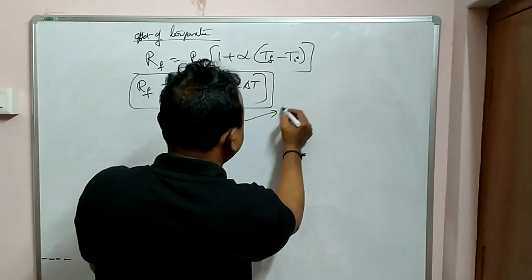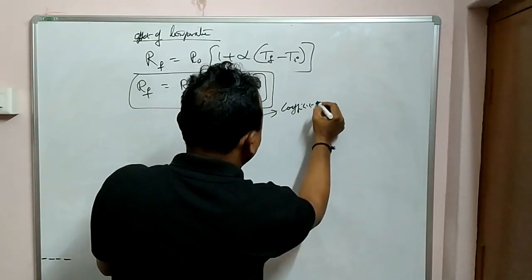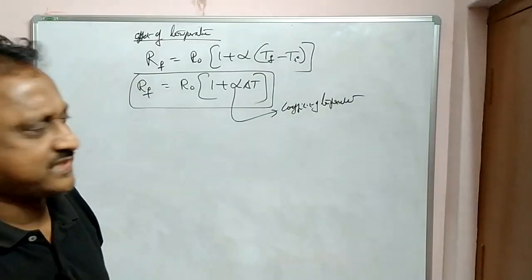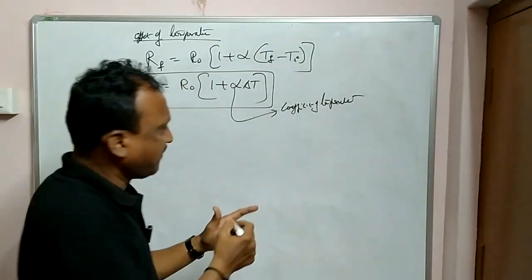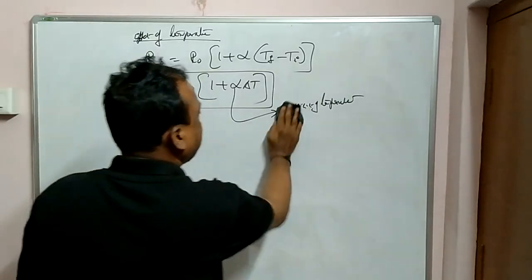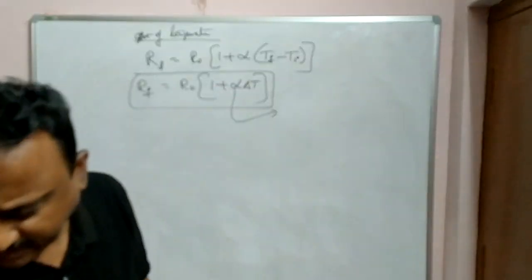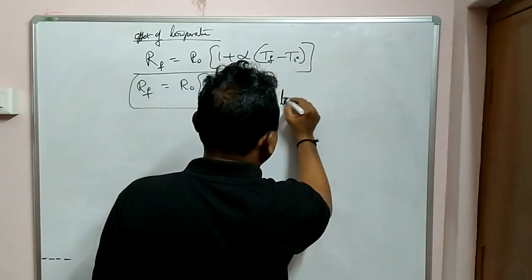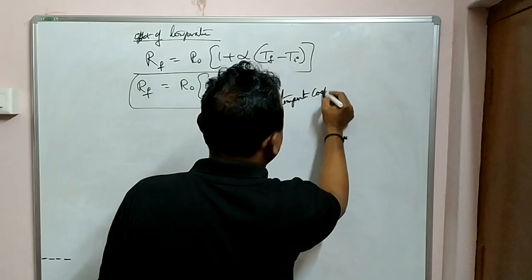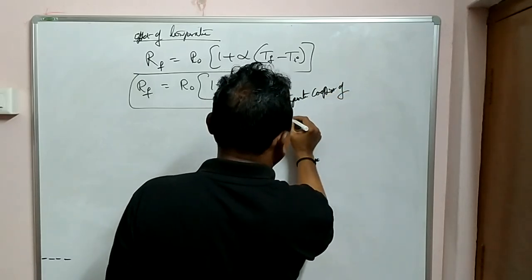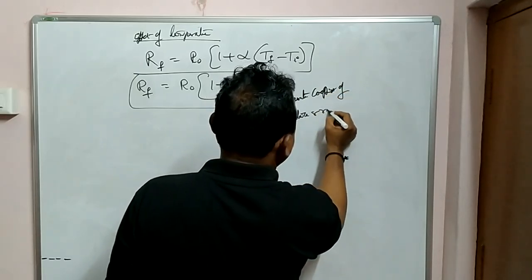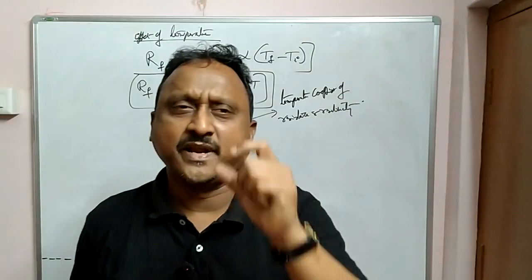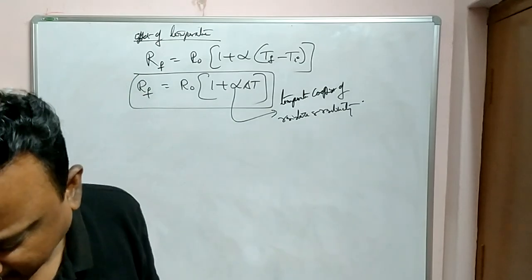Here alpha is called the temperature coefficient of resistance or resistivity. Alpha is nothing but the temperature coefficient of resistance or resistivity.